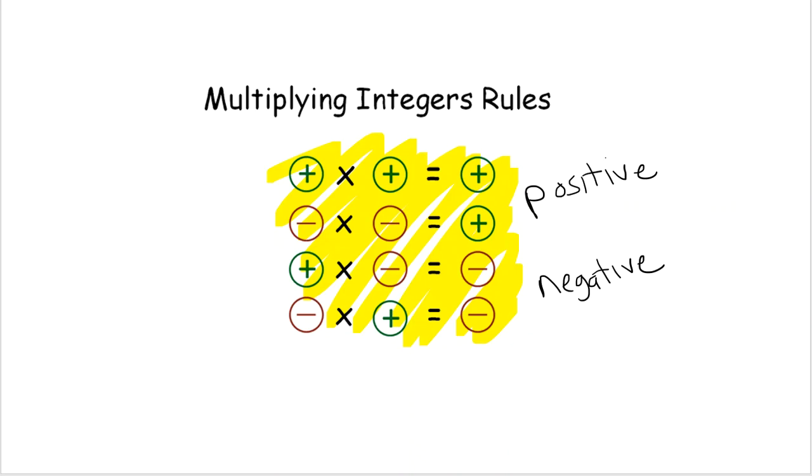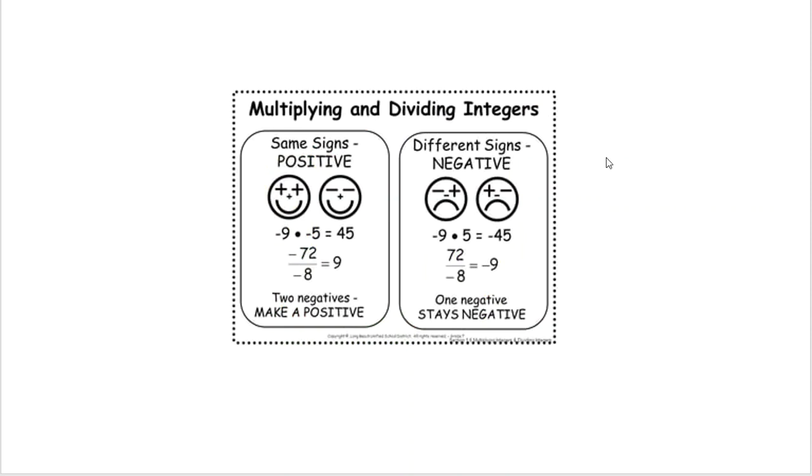So let's go ahead and look at another image. This is just another way of looking at what the rules are for multiplying and dividing integers. So if both signs are positive or both signs are negative, your answer is going to be positive. Okay, so if you have the same signs, they're either both positive or both negative, your answer is going to be positive. And if you have different signs, one of them's negative, your answer is going to be negative.